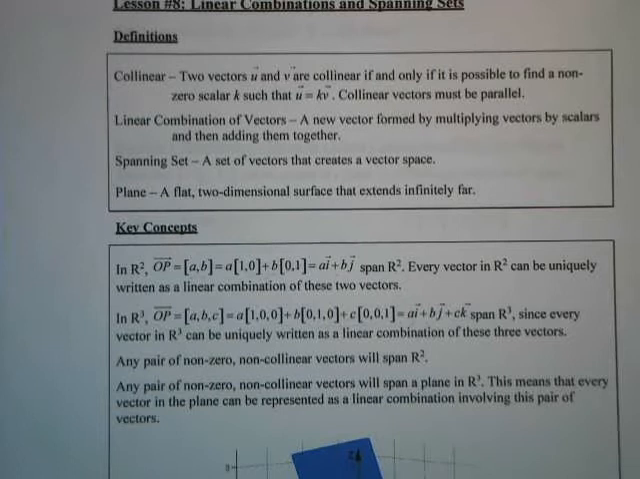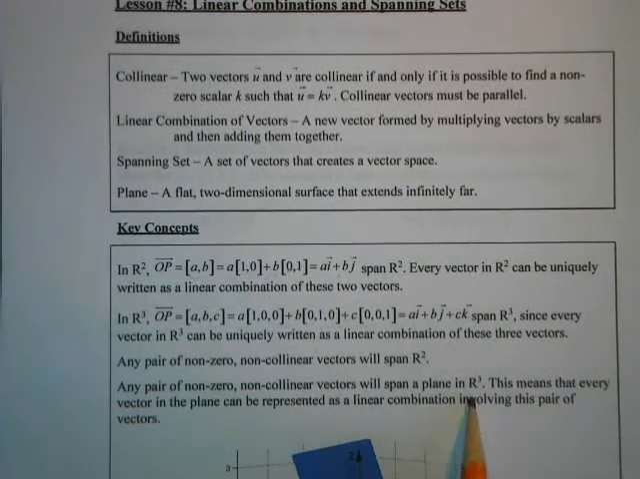And in R3, again, this time we're talking about a pair of vectors. Any pair of non-zero, non-collinear vectors will span a plane in R3. As long as those two vectors that we're combining are not collinear, not parallel, and you can't write one as a scalar multiple of the other, then those two vectors will span a given plane. We'll do an example question involving this.